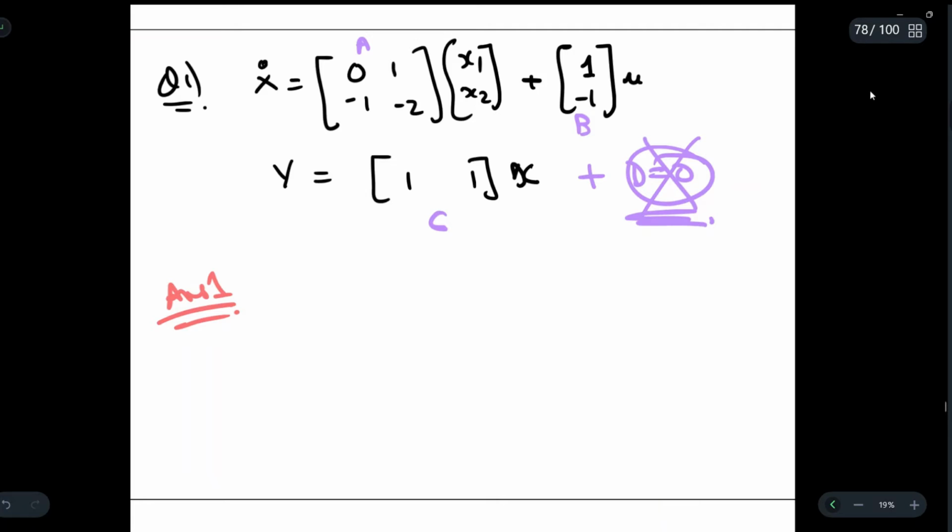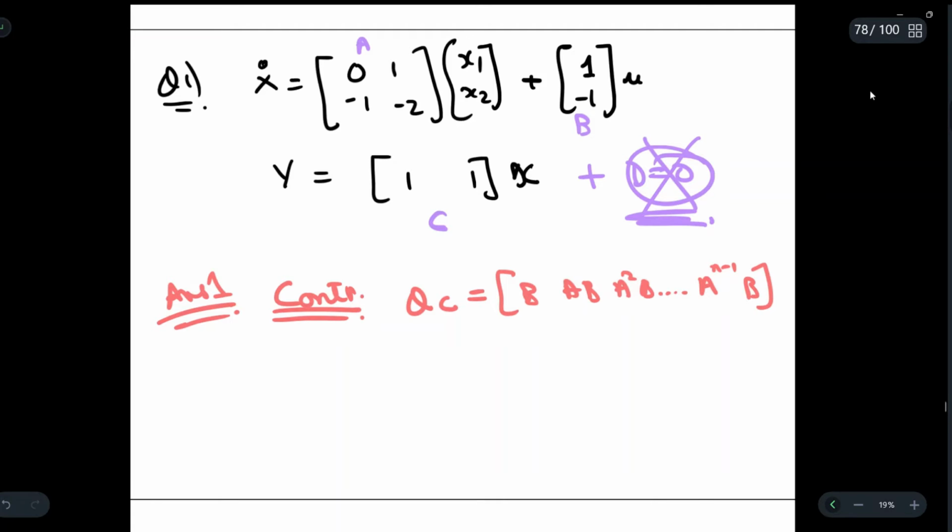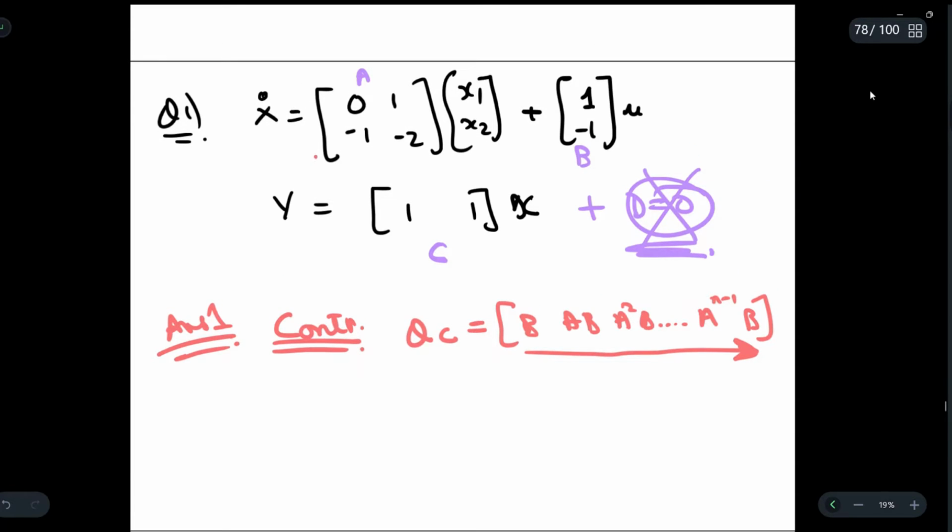First of all, we will find the controllability. For controllability, as we discussed before, we will first find the matrix Q_C, which is given by B, AB, A squared B, until A to the power n minus 1 times B. Now, how many terms do we have to consider for this particular question? To know that, you first have to see the size of the matrix A, which will help us determine the number of terms that we have to use.